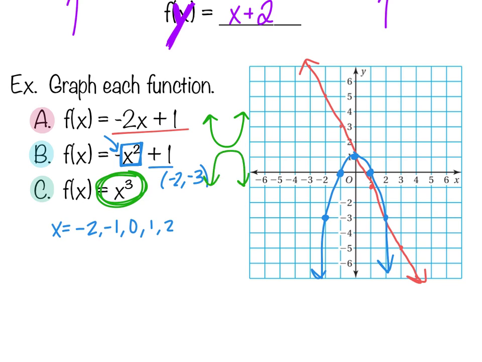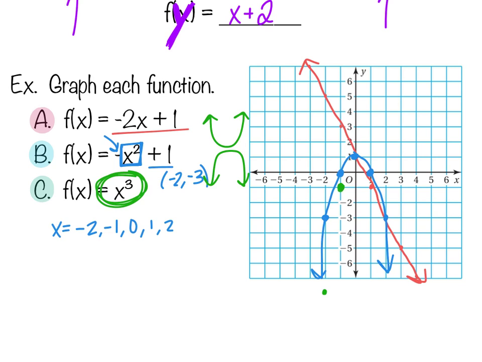But I've never talked about what happens when you cube one, or at least I don't think I've talked about one. So let's plug in those same 5 values. Negative 2 cubed, negative 2 times negative 2 times negative 2, you got 3 negatives there, is going to be negative 8. So when I plug in negative 2, I get negative 8, which is going to be right around there. When I plug in negative 1 for x, negative 1 times negative 1 times negative 1 is negative 1. So when I plug in negative 1, I get negative 1, so that's right there on the graph.